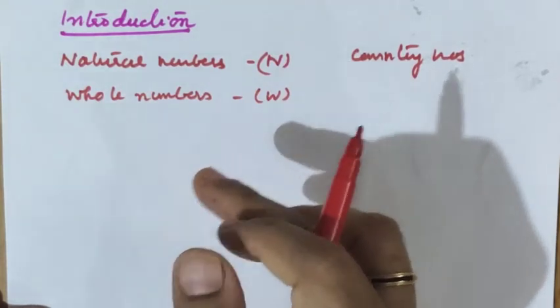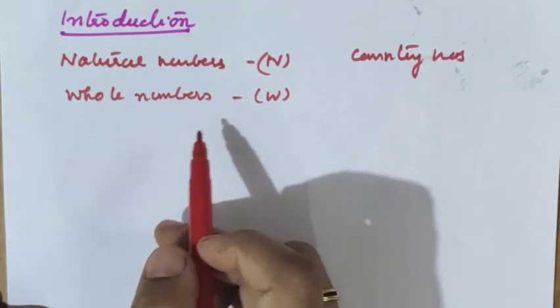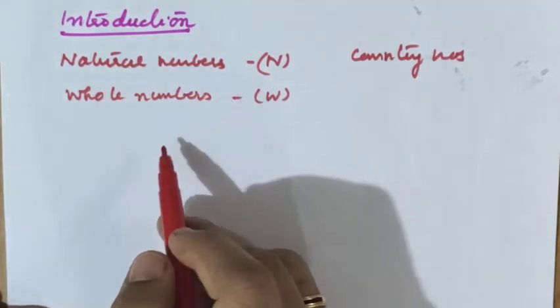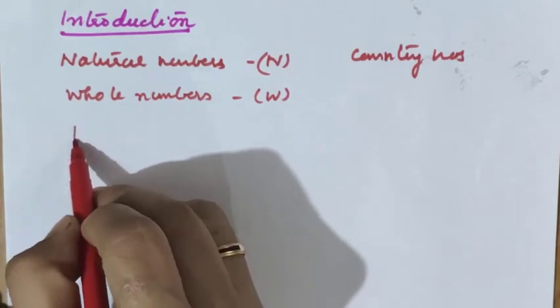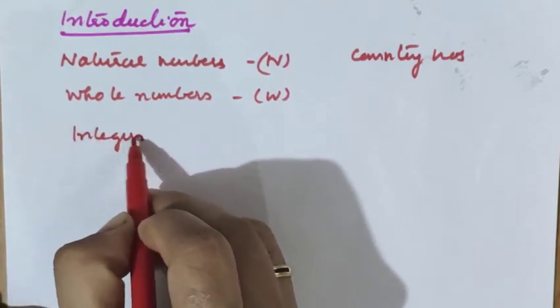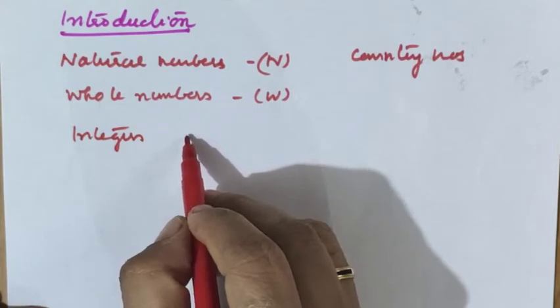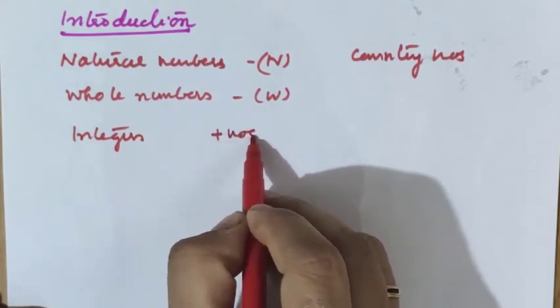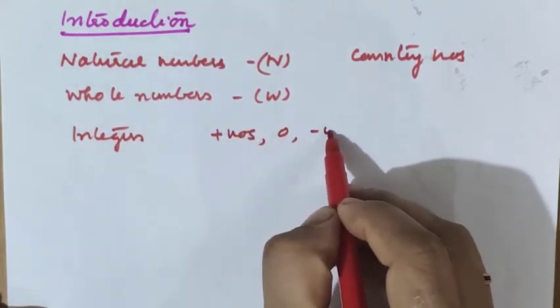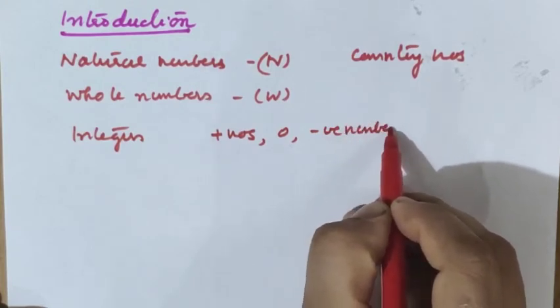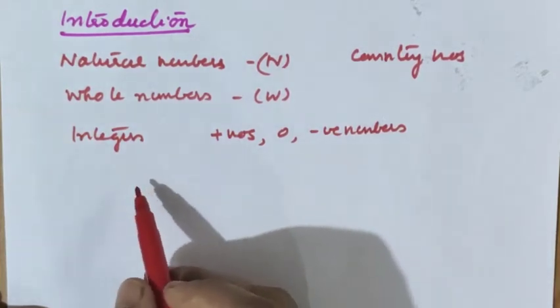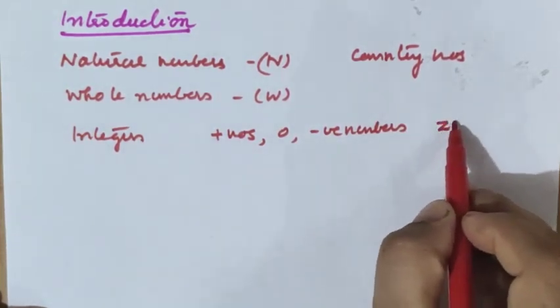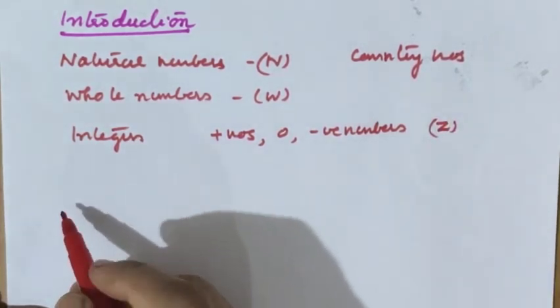Next we studied about the negatives of the natural numbers, which are included in a new group called integers. Integers consist of positive numbers, then 0, then negative numbers. All three types are there. Positive numbers, negative numbers, and 0 are included in integers. Integers are denoted by the letter Z.